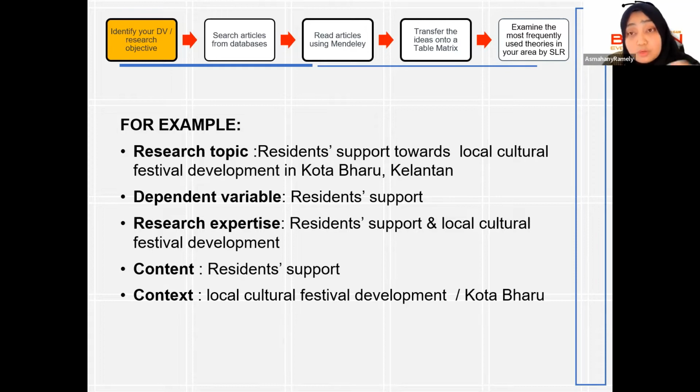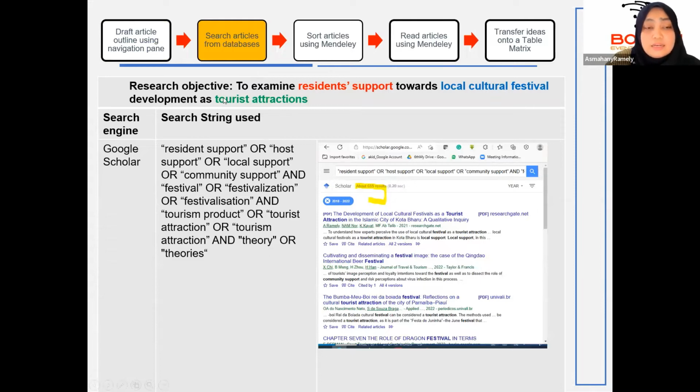Because when we do our PhD thesis, we have to thoroughly read the materials related to both of these: resident support and also festival development. That is the content, resident support, in the context of festival development, and also from the Kota Baru perspective. Let's say your research objective is to examine resident support towards local culture festival development as tourist attractions.